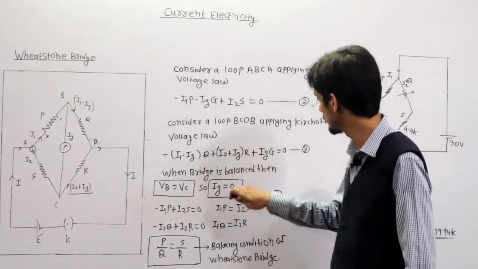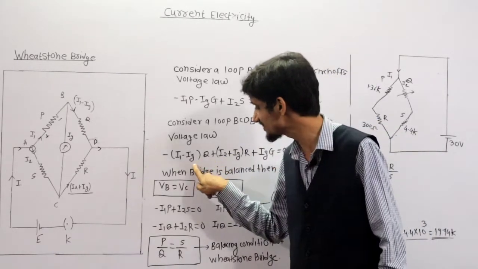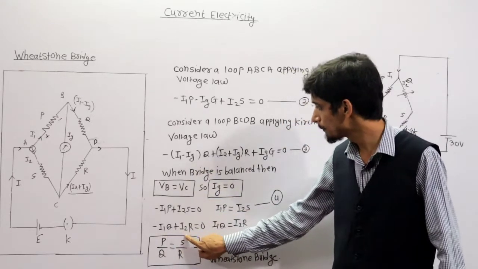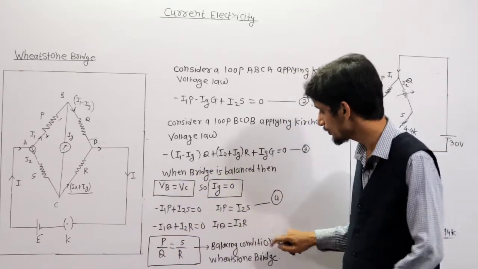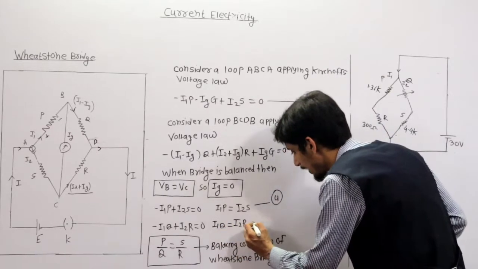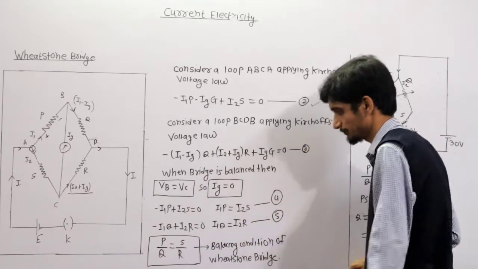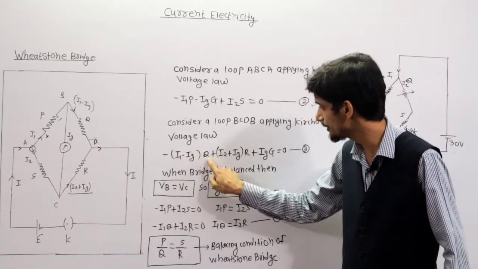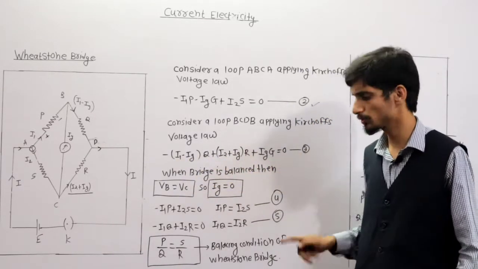And in equation number 3, if I put Ig equal to 0, then what am I getting? I am getting minus I1 into Q plus I2 into R is equal to 0. So I1 into Q is equal to I2 into R, equation number 5. Listen here, this Ig is 0, so it is minus I1 into Q plus I2 into R equal to 0.